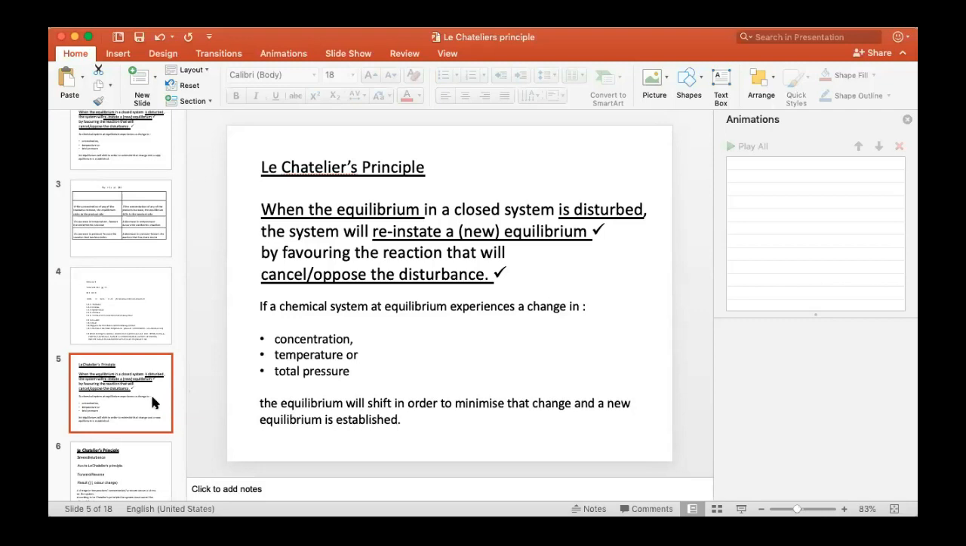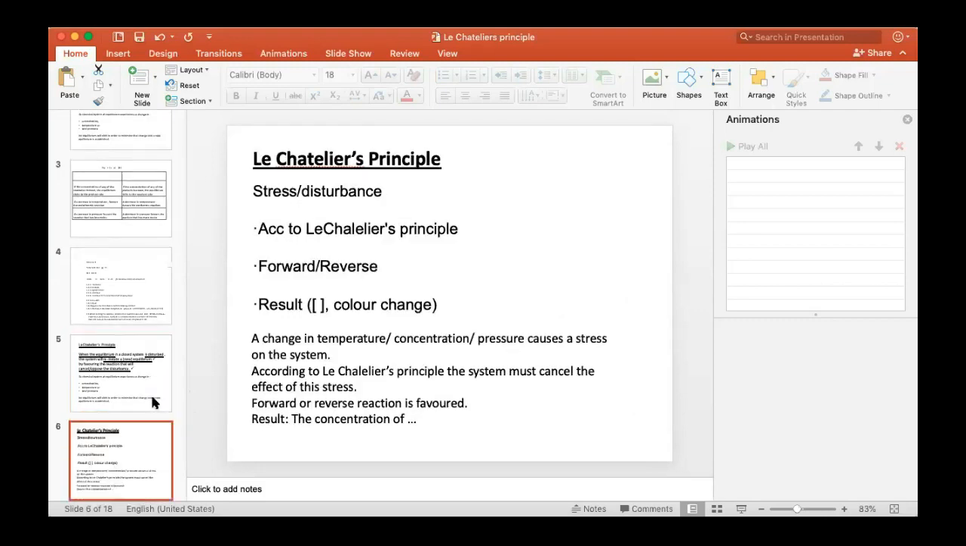Now, when we do it in terms of our exams or when we're writing it in a test paper, if the question says use Le Chatelier's principle to explain, then it's about 3 or 4 marks. Then you should do it like this. First, you should identify the stress. What is the stress? What is the disturbance? Like in the one we did, the Cl- ions were increased.